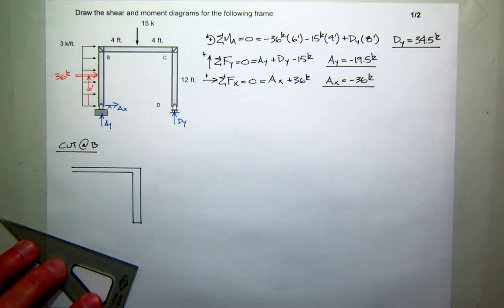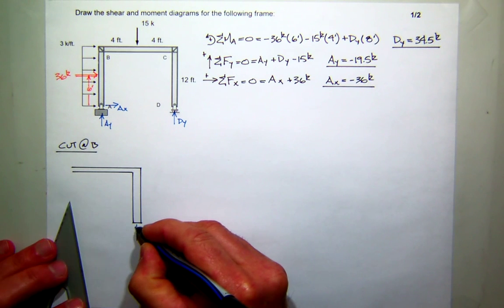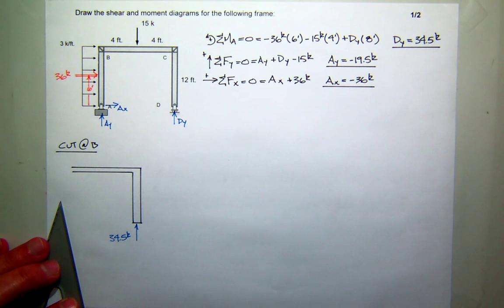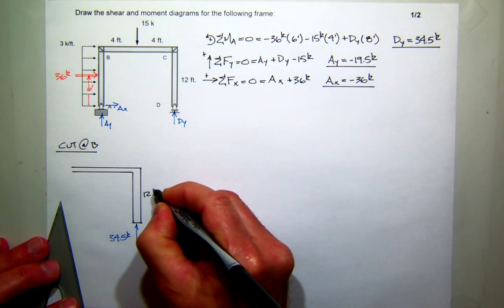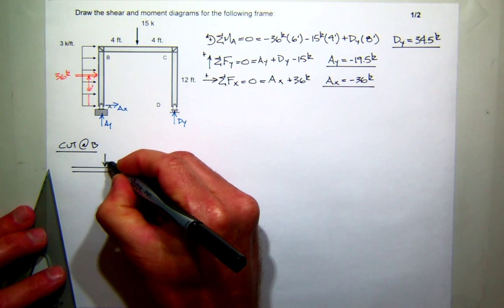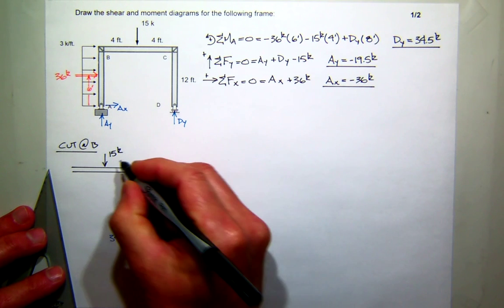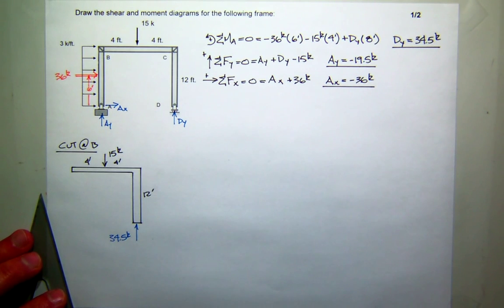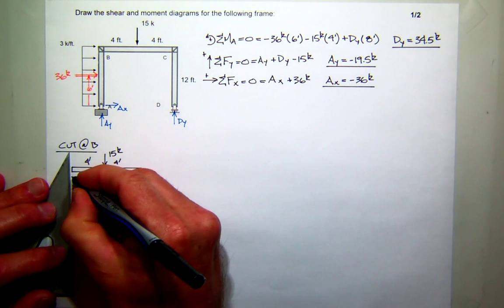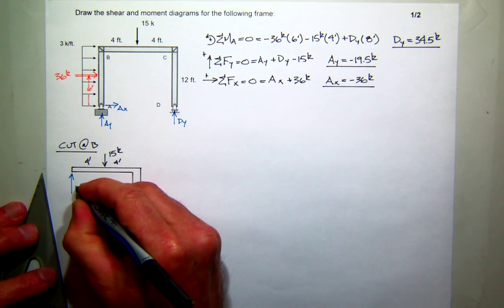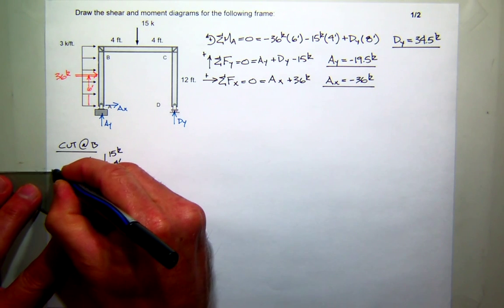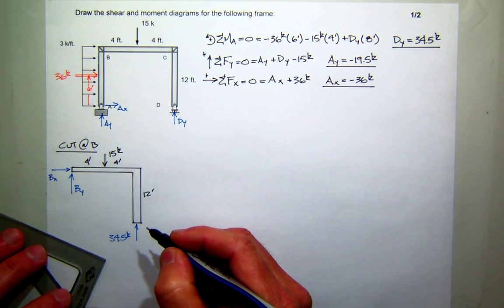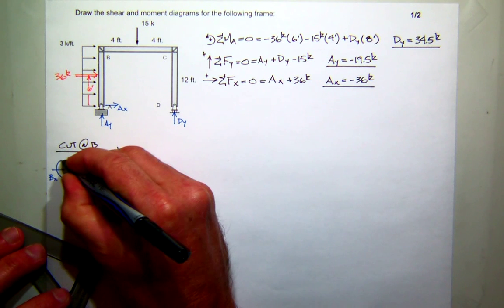I have DY, and what is DY? 34.5. So I'll just write that in there, 34.5, and this is kips. This was 12 feet tall. I have my 15 kip load, and this is at 4 feet and 4 feet. And then I have the internal stuff. Now, what am I going to assume here? Well, I'm just going to assume at B I have a Y force, an X force, and a moment.